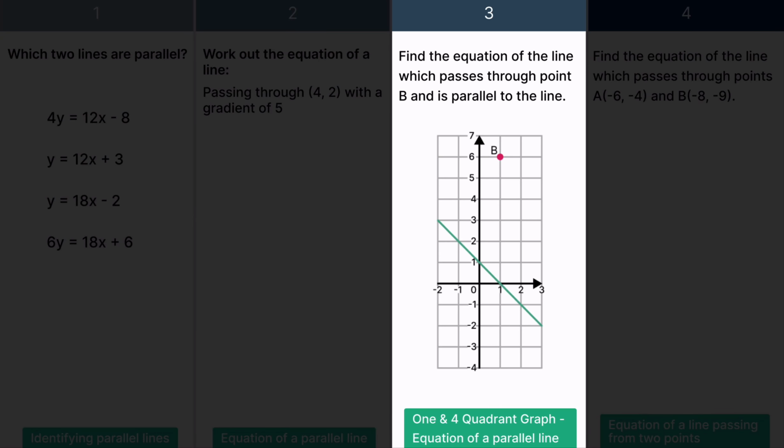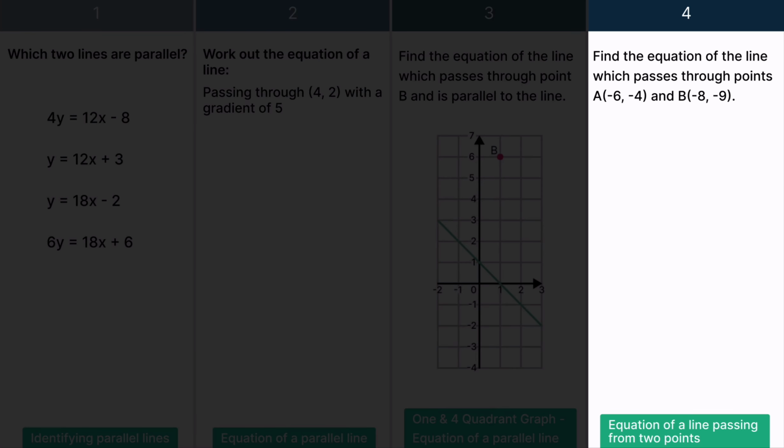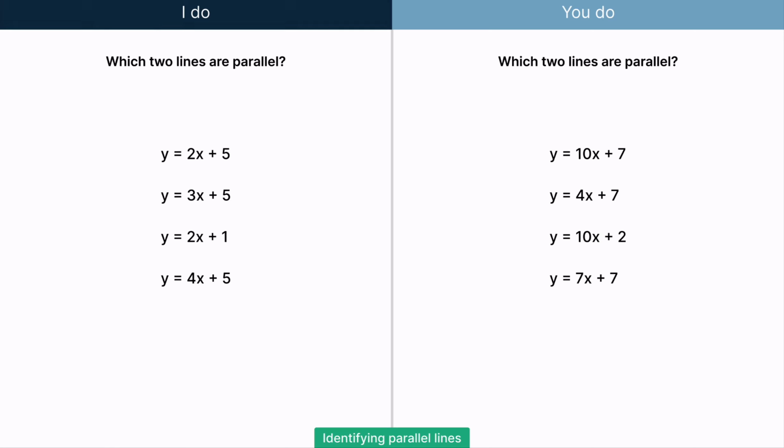And then part 3, we're looking at examples with 1 and 4 quadrant graphs where we've been asked to find the equation of a line given a point and a line. And finally, we're looking at examples like this where we need to find the equation of a line given 2 coordinates. So the way my videos work, I'm going to do the example on the left, which is I do. You are then going to press pause and have a go at the example on the right, which is you do. Okay, so here we've been asked which 2 lines are parallel.